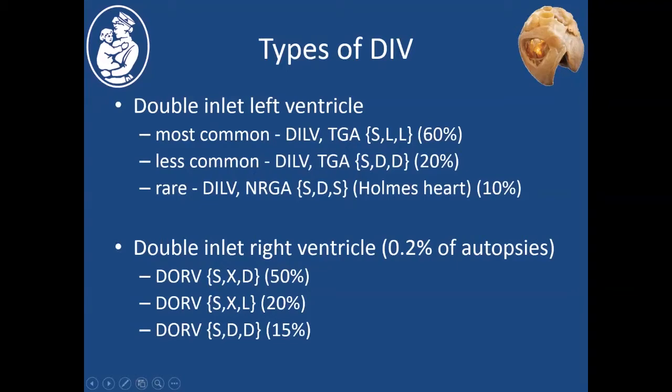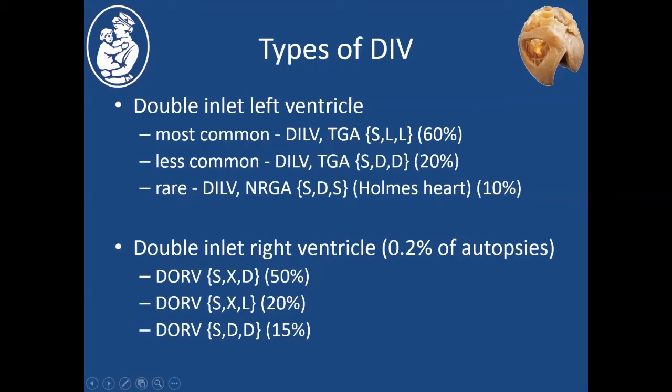And then double inlet right, as I say, is quite uncommon. Well less than 1% of autopsies here, and that certainly is only a small part of the population with congenital heart disease. And of these, they're all double outlets. Obviously, there's no other ventricle really there for a great artery to come from, so they're double inlets and double outlets.